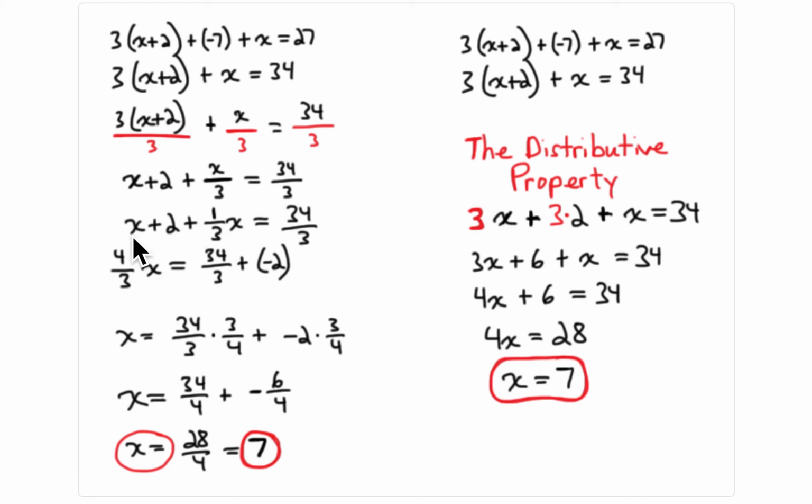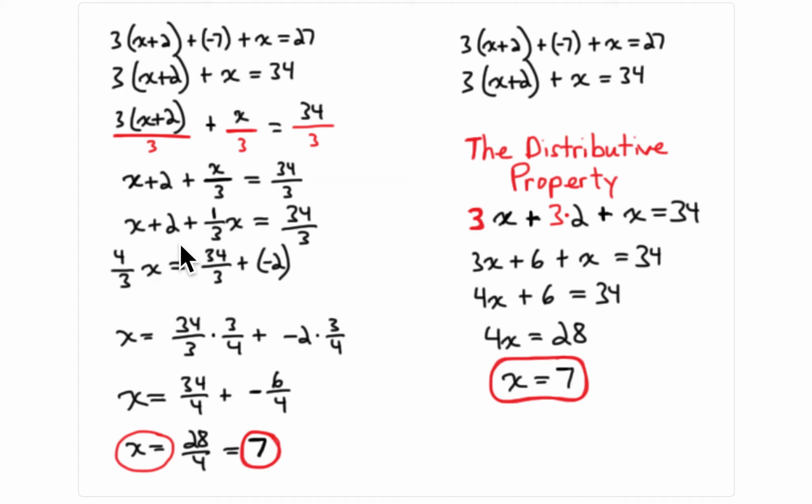Well, this x is 3/3 x. Combine them together, you get 4/3 x. And that equals 34/3 plus a negative 2. I want to get these x's together, and I want to get this 2 onto the other side because I want to end up with x equals something.